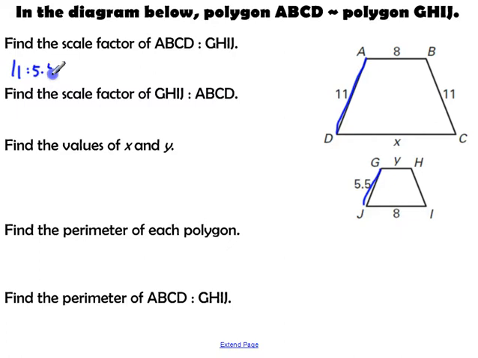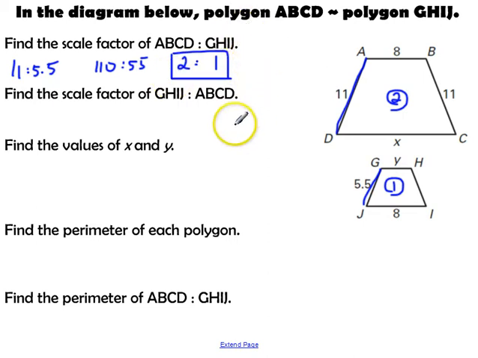11 to 5.5. And again, because we have that decimal, we want to multiply by 10. And then we want to reduce. So we actually have a scale factor of 2 to 1. So I just like to write the scale factor inside of the polygon to let me know that every measurement of 2 here for the sides corresponds to a measurement of 1 here. So this is going to be our scale factor of polygon ABCD to GHIJ.